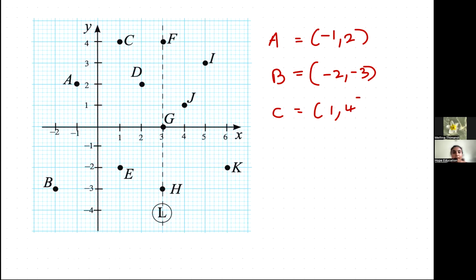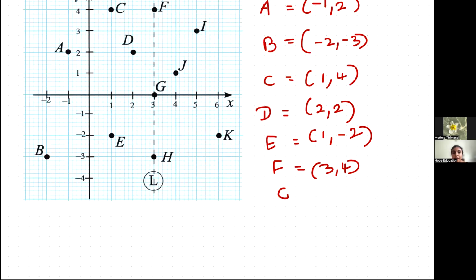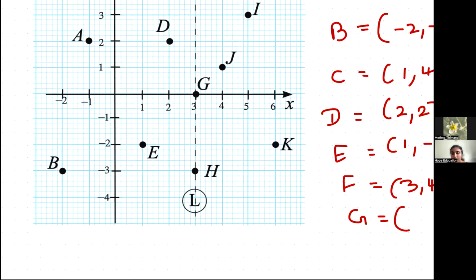If you take D, it's 2 and 2. If you take E, it's 1 and -2. F, it's 3 and 4. If you take G, look, the x value of G is 3, because there is a value on the x axis. But if you extend it toward the y side, it's 0. Right? So x is 3 and y is 0.